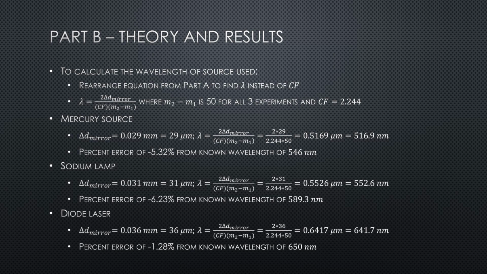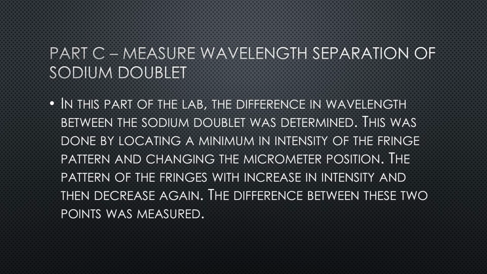For our mercury source, we found an experimental wavelength of 516.9 nanometers, giving us a percent error of negative 5.32%. For our sodium lamp, we found a wavelength of 552.6 nanometers, which gives us a percent error of negative 6.23%. For our diode laser, we found a wavelength of 641.7 nanometers, which gives us a percent error of negative 1.28%, which is pretty good.